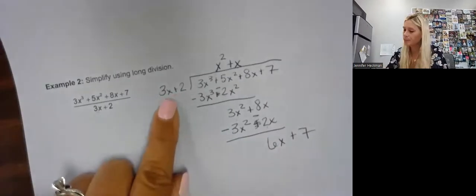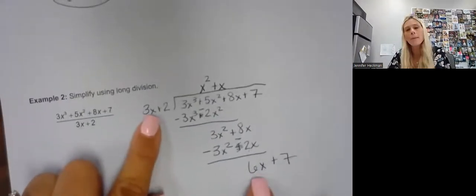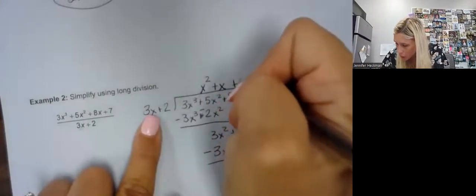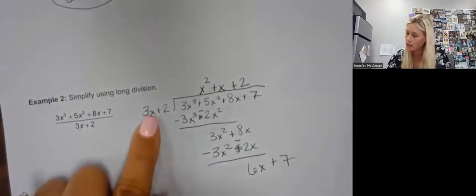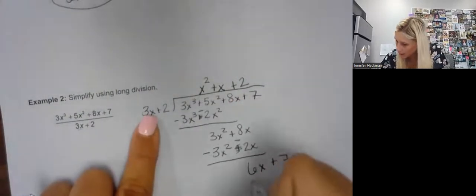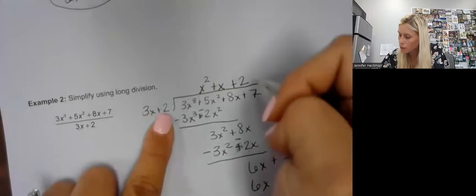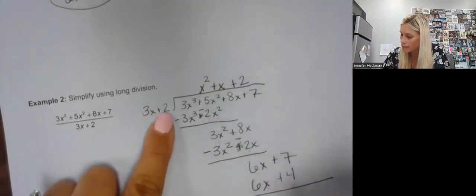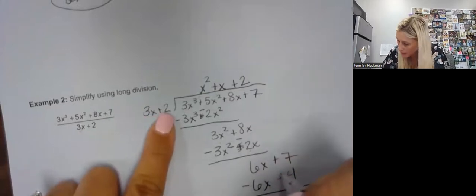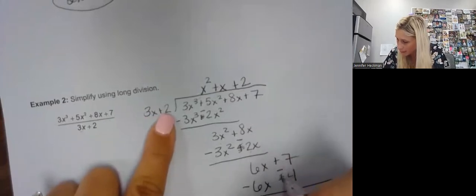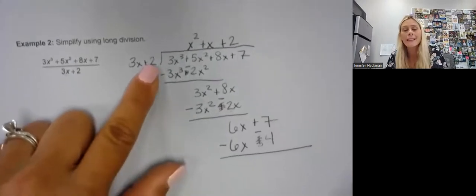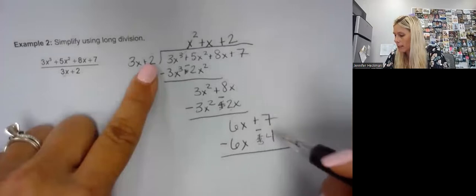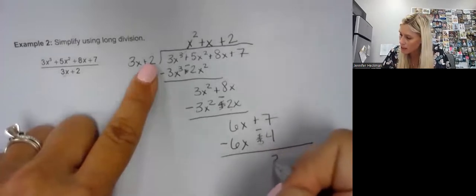Bring down the 7. 3x times what is 6x? Well, 3x times 2 is 6x. 2 times 2 is 4. Subtract straight down, which means I change the signs. If I change the signs, it means I can add straight down. So these two cancel, and 7 minus 4 is 3.